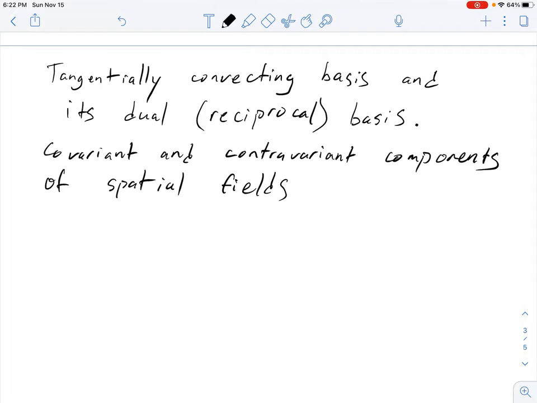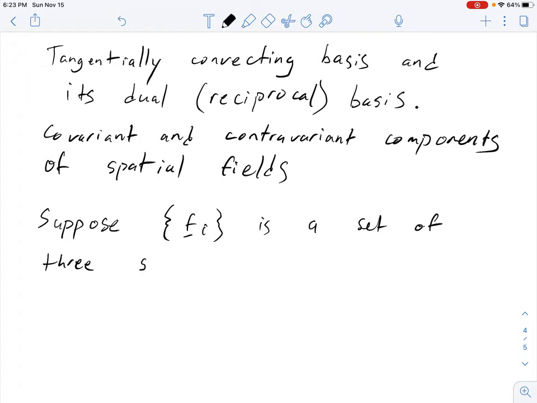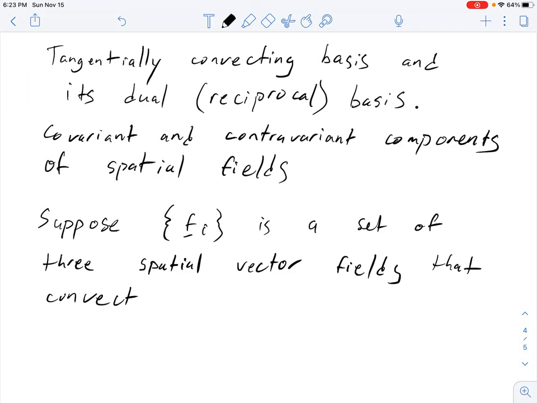All right, so let's say we have a set of three spatial vector fields that at any given point form a basis for the tangent space. In other words, they span a volume. And let's say that they convect as tangent. So F subscript i is a set of three spatial vector fields, and they convect as tangent.